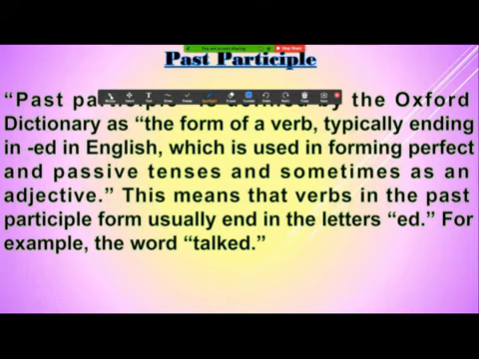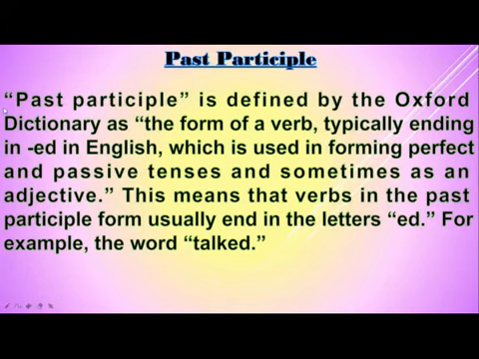Now I will explain what is past participle. Past participle is defined by the Oxford Dictionary as the form of a verb typically ending in ed in English, which is used in forming perfect and passive tenses and sometimes as an adjective. This means that verbs in the past participle form usually end in the letters ed. For example, the word talked.